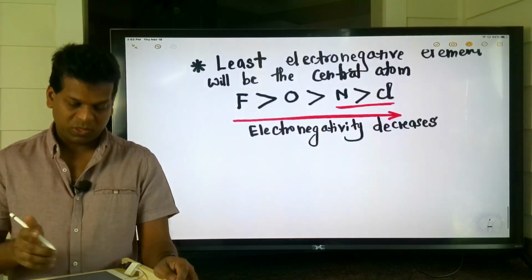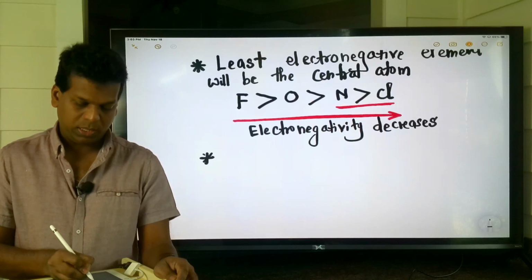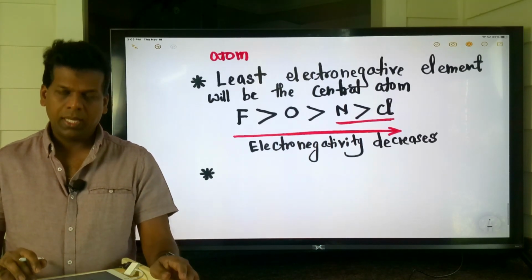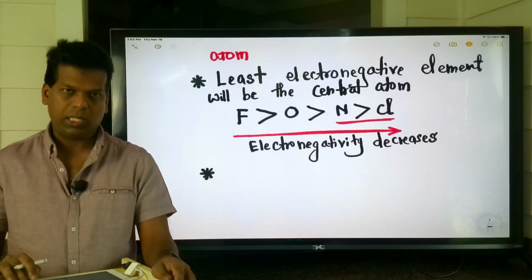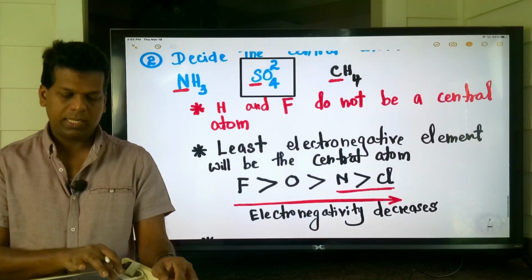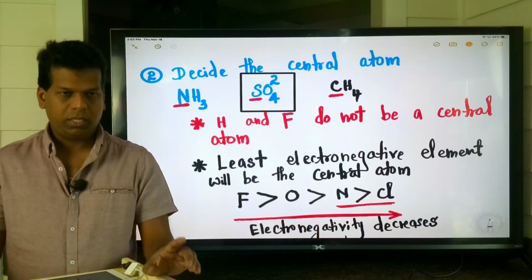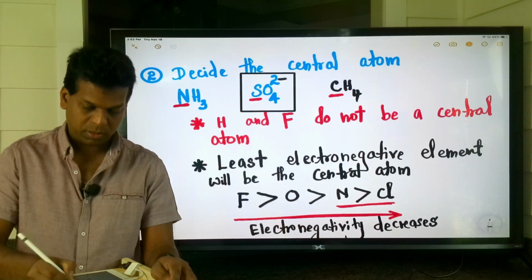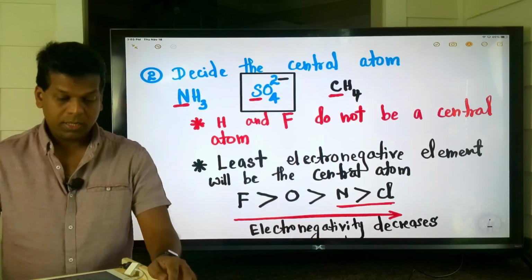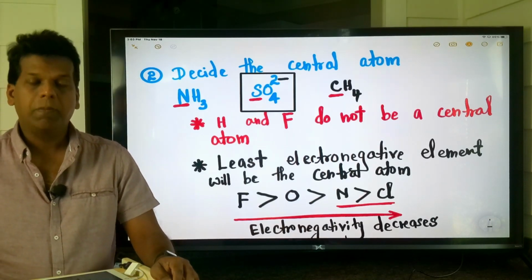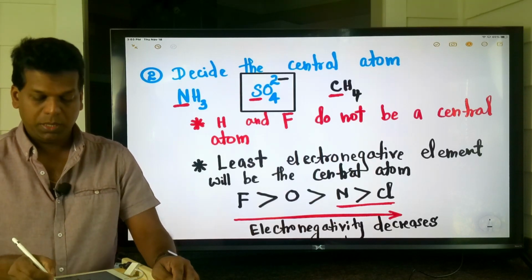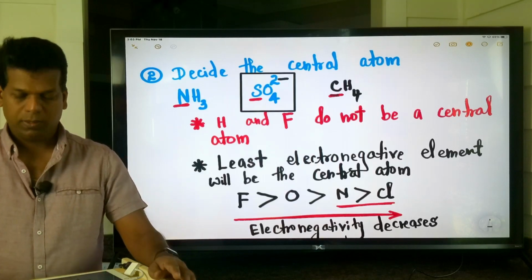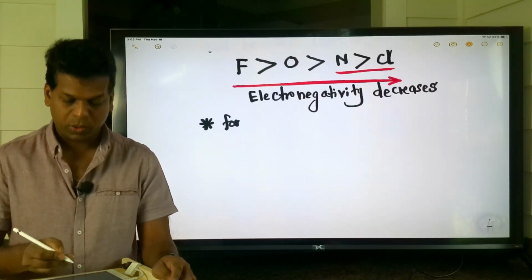The other way to decide this is, for most molecules, the first element in the molecule is the central atom. If you look at this example, NH3, nitrogen is the central atom. Sulfate, this is 2 minus, I'm sorry. Sulfate, sulfur is the central atom. Methane, carbon is the central atom. For most molecules, the first element is the central atom. So that is another way to decide this.